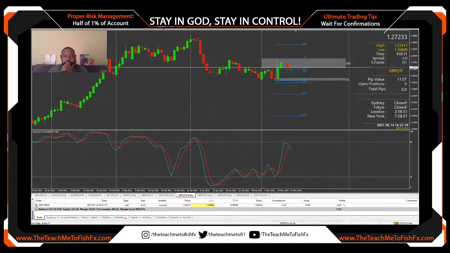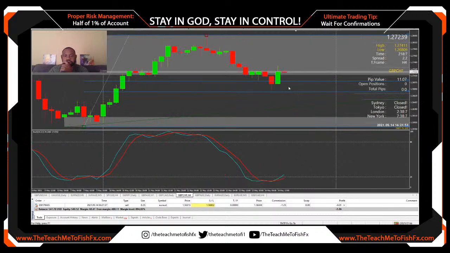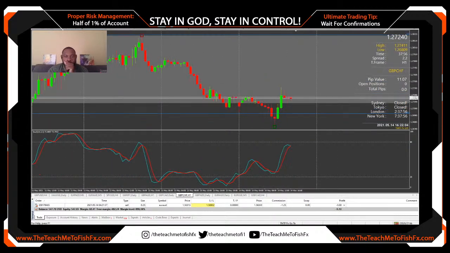All right, let's see. Uptrend here on pound Swiss. Had to pull back to the 61.8. Now it's pushing through. 4-hour engulfing. It's not ready yet. 1 hour. Definitely looking to take a trade.